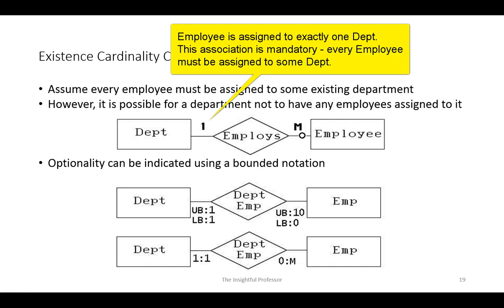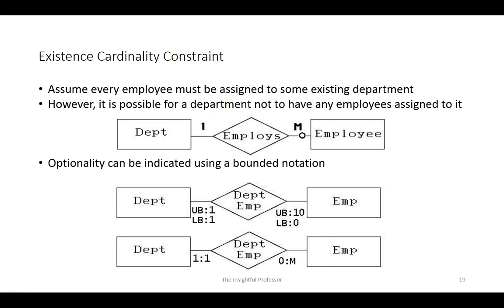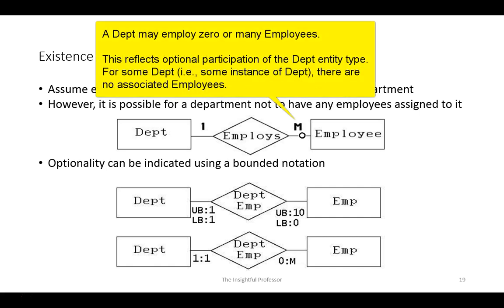an absolute. However, let's assume that it's possible that a department may have just been created and currently no employees have been assigned to that department. So now we're talking about optional participation on the other side. So what we do is we use a little circle going through the line that denotes the connection of the relationship to the employee type.